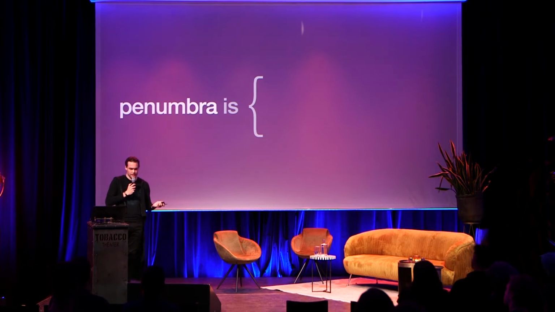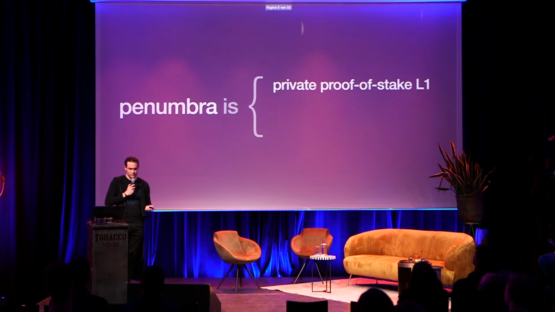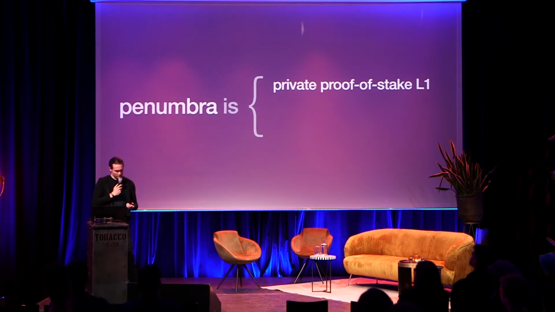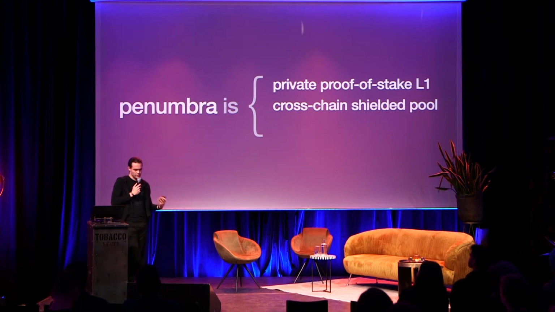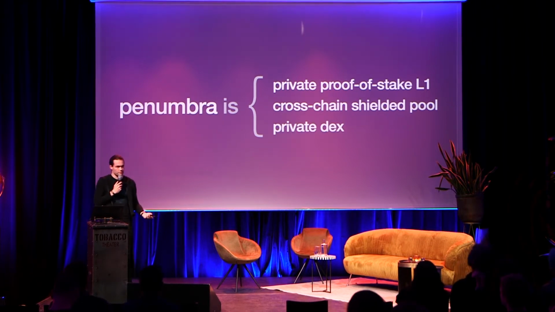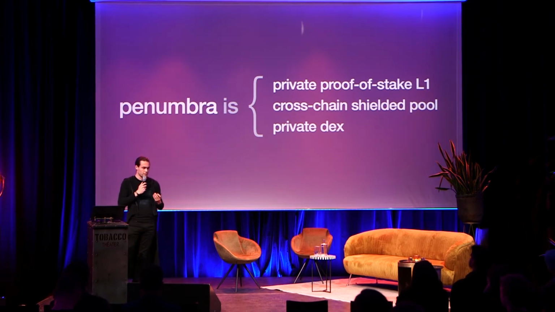So Penumbra is sort of a combination of three things. First of all, we have this private proof-of-stake L1 built on Tendermint that acts as just a private base layer for everything, has a private staking system, which has some interesting things that we won't be getting into in this talk, but you might want to check out later. And this L1 acts as a cross-chain shielded pool that lets you take any asset from any IBC-compatible chain and shield that asset and record it privately on this zone. Why would you want to do that? It's because we've also built, or by the time this launches, we'll have built this private DEX that allows people to do on-chain trading in a private way.